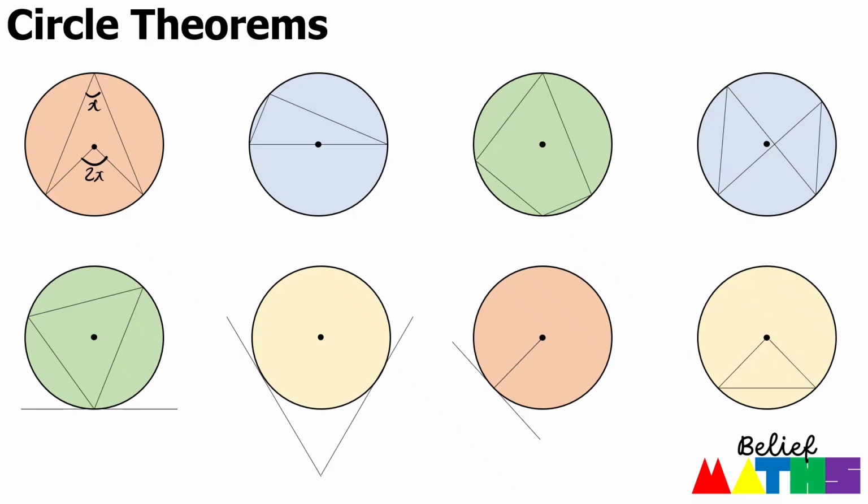In this case, we've got a triangle that goes through the center point. So because it goes through the center point, that means that's the diameter. That means this is always a right angle triangle.